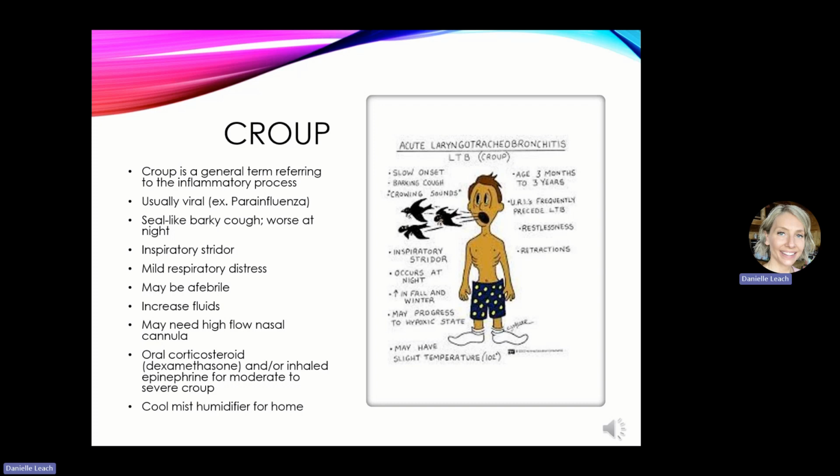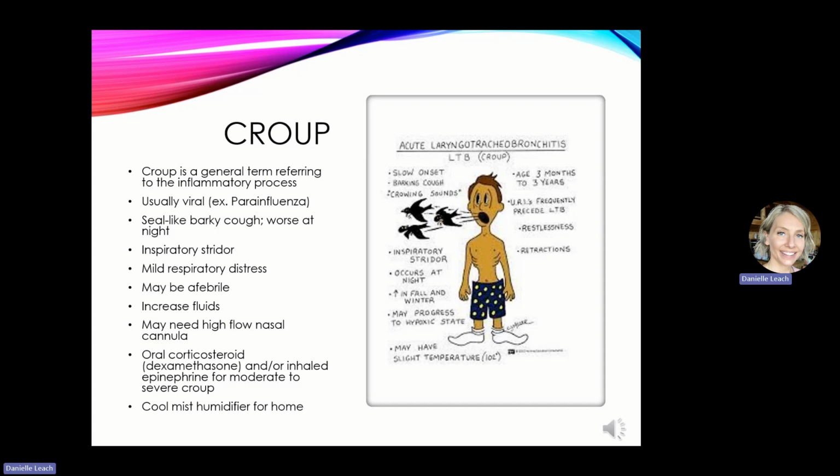Usually the child will have mild upper respiratory type symptoms preceding croup. So they might have a runny nose or a mild cough, and then it turns into croup. It's most common in babies and toddlers ages 3 months to 3 years, so older children usually are not diagnosed with croup.